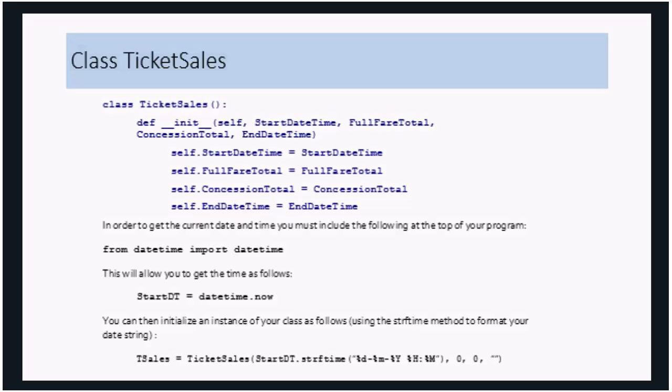But here's how we're formatting the start date time. So you've assigned now the system clock into start date time. And by using the .strftime method, you can use this format: day-month-year space hour : minute.